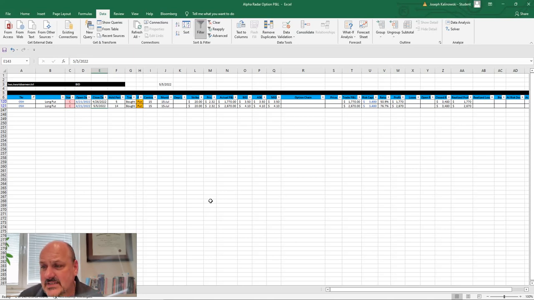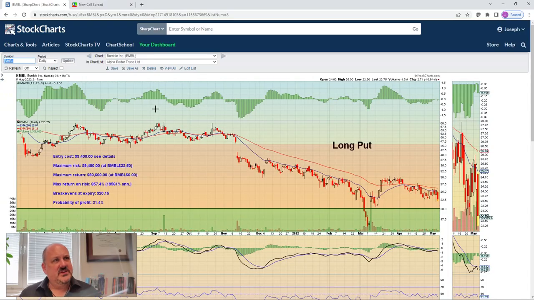We had bought July 15th puts, $20 strike price. We paid $2.32. Today I sold them for $4.10. That represents about a 77% return on the money that we put at risk. All right, some new positions.